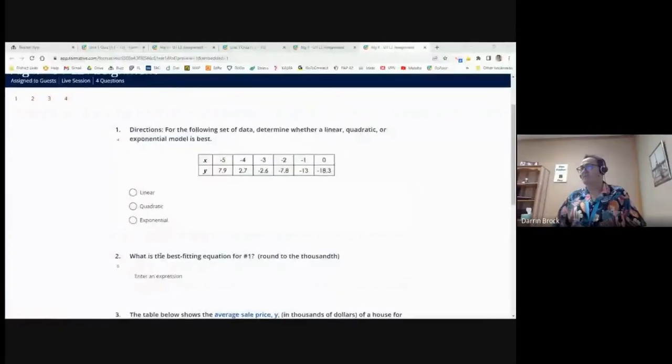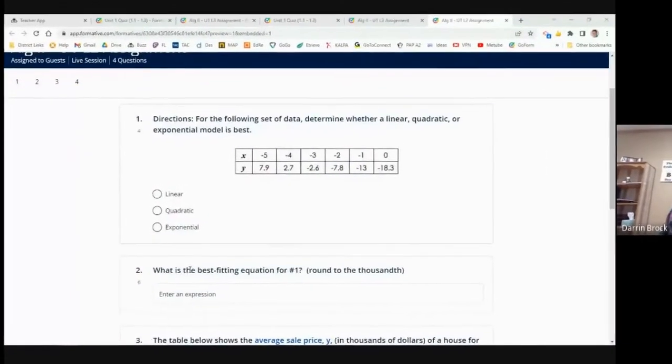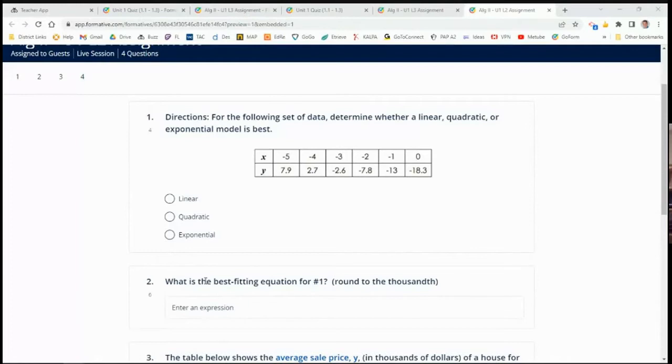But let me put up on the screen the second assignment here. So this was the lesson 2 assignment. And here's the first one: directions for the following set of data, determine whether it's linear, quadratic, or exponential. Most people did pretty well in this, but what if you don't know just by looking at this table which one it is?